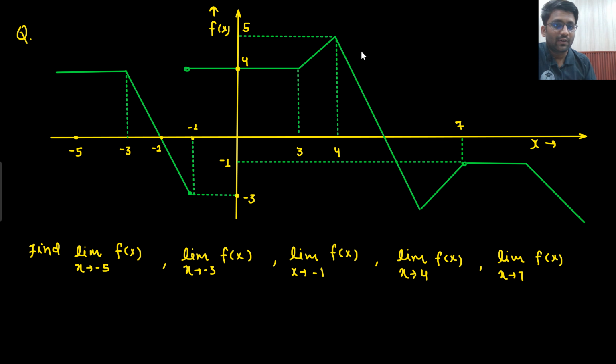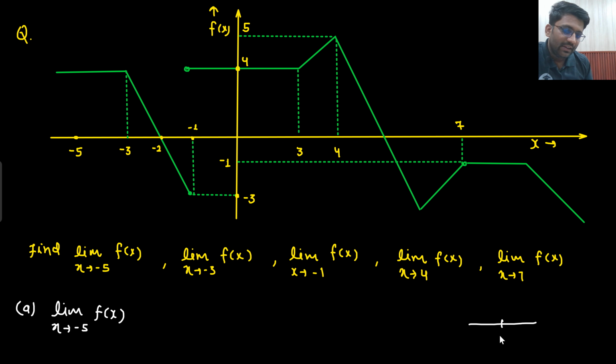So this is the graph of f(x) versus x. You need to find out these values. First, limit x tending to minus 5 f of x. This is what I need to find out. What does that mean? That means near to minus 5, you need to tell me the value of f(x). That means minus 5 plus and minus 5 minus. This is what we need to find out.